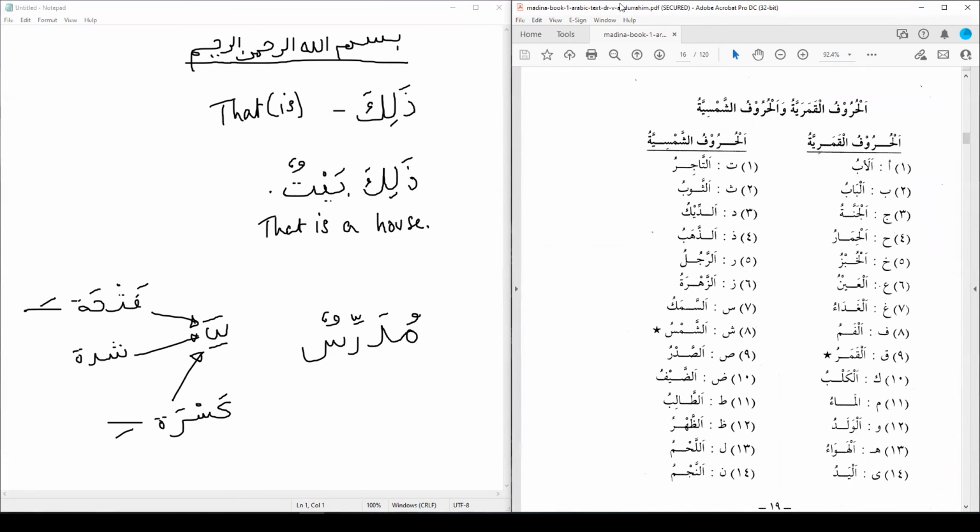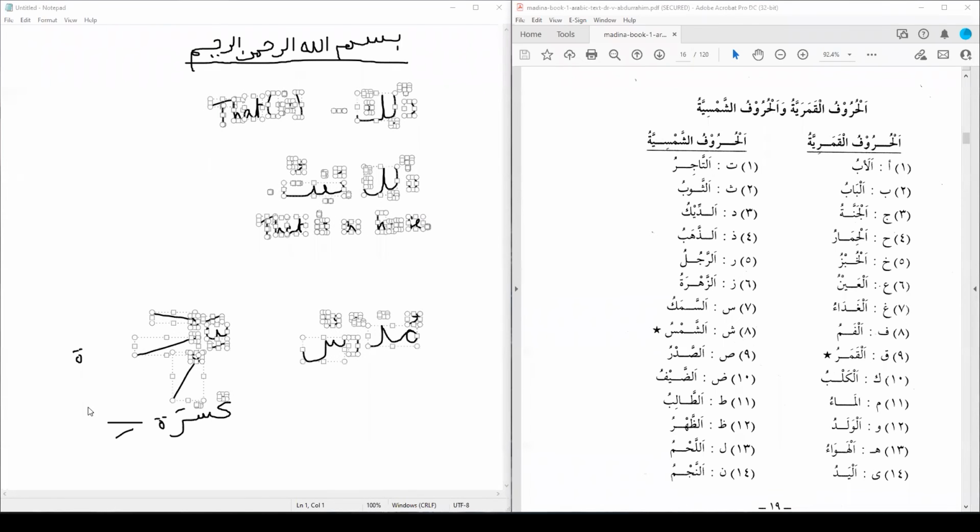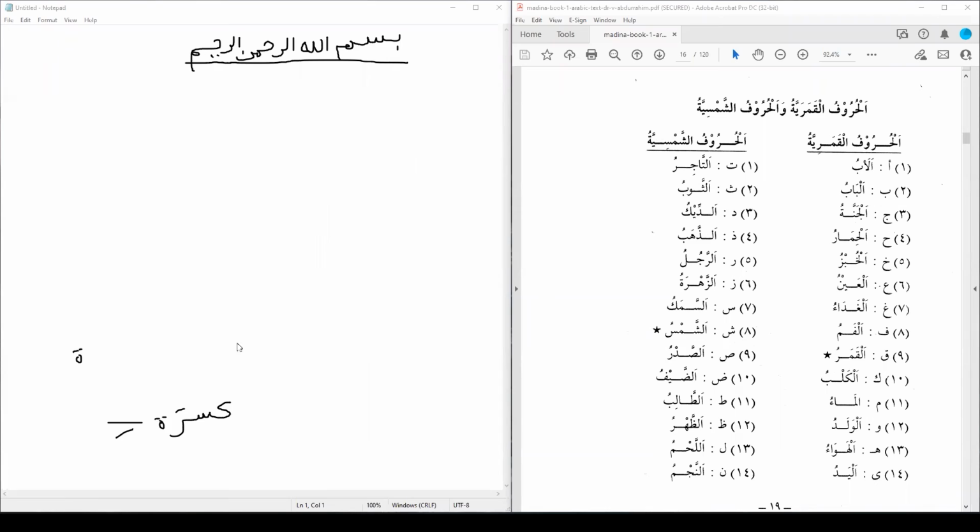So here on this page, we are learning a rule, but this rule is not a grammar rule, it's to do with reading. It's a reading rule. So let's look at what it is. On the top of the page it says al-hurufu al-qamariyya wal-hurufu al-shamsiyya. You have moon letters and you have sun letters.